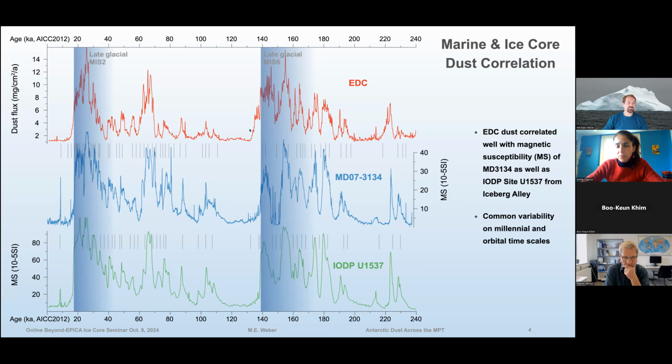If you go, however, to the peak warm times, like here, marine isotopic stage 5 and 5e, the dust signal is relatively flat, so it doesn't really serve as a good stratigraphic correlator.